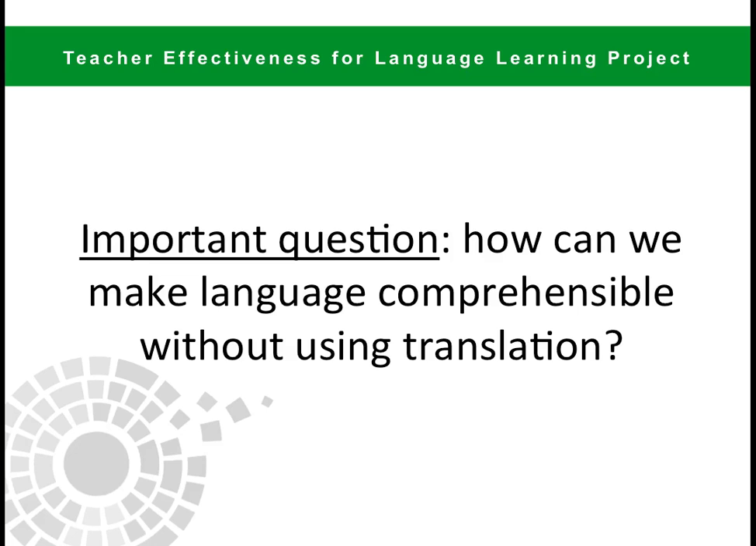So the important question comes, how do we make sure that the language we're giving them is comprehensible? How do we make sure that the language we're giving them they can understand? How do we make sure they can do that without a translation? How do I, as a teacher, make sure that my students are understanding the content, what it means, and what I'm trying to convey to them?